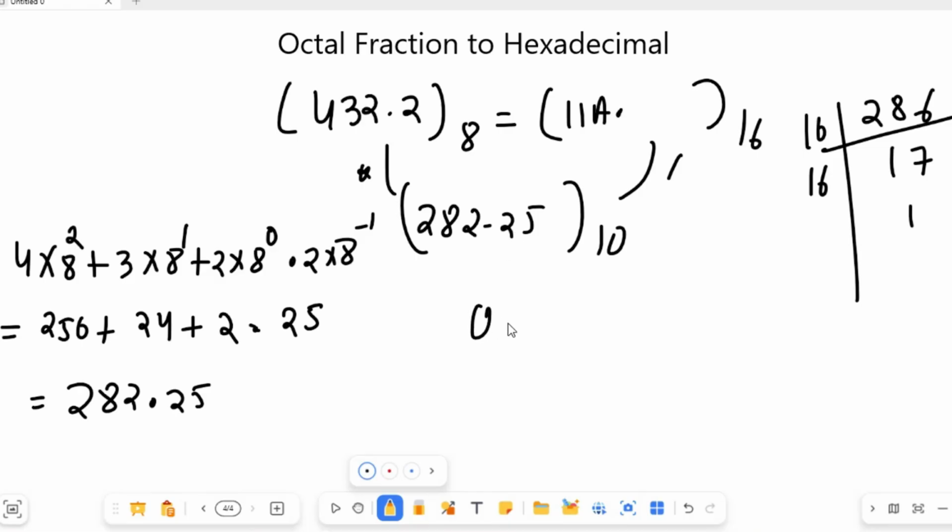Now after the point what do you have? 0.25. If you multiply 0.25 into 16, then directly you will get 4.0. So after the point only 0. Okay, so what is the outside? 4. The answer over here is 4. So this is the way we convert a fraction to any number.